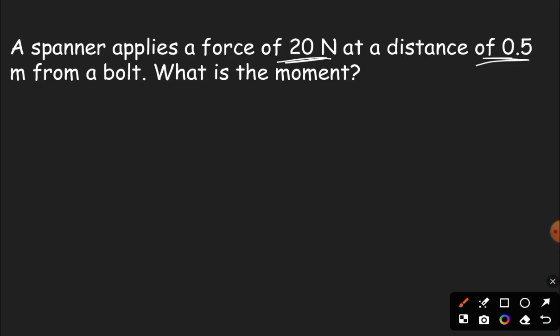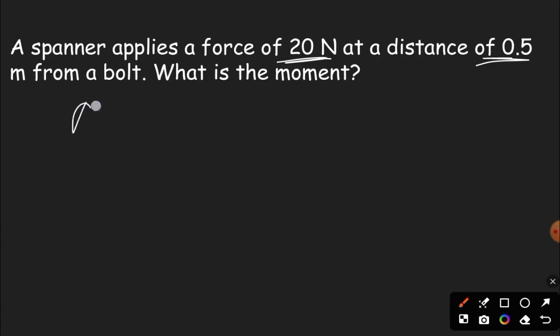A spanner applies a force of 20 Newtons at a distance of 0.5 meters from a bolt. What is the moment? As I've already explained, moment is the measure of the tendency of a force to rotate an object, and the object over here is the spanner trying to turn the bolt back and forth.